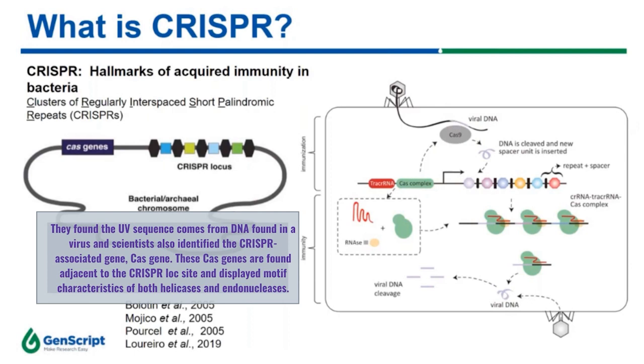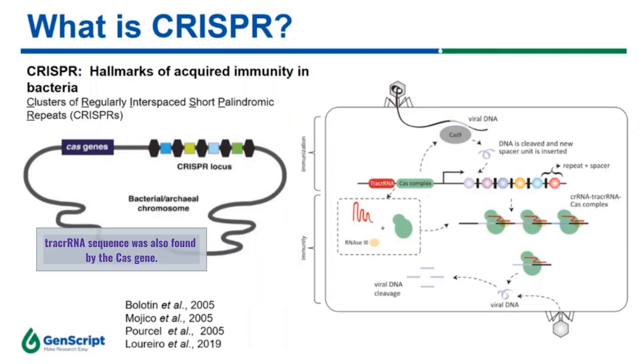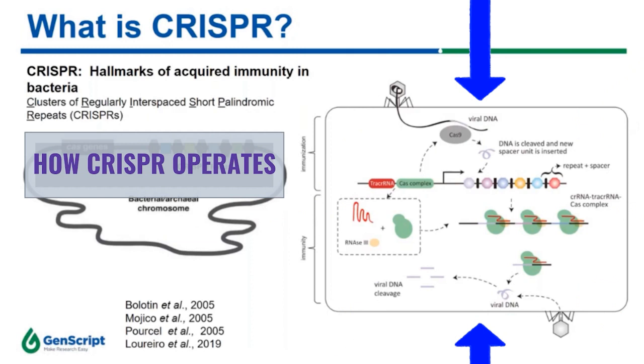And the scientists also identified nearby the CRISPR-associated, or Cas, gene. These Cas genes were consistently found adjacent to the CRISPR loci and displayed the motifs characteristic of both helicases and endonucleases. And the tracrRNA sequence was also found nearby the Cas genes. So here is a simplified diagram to show how they operate.